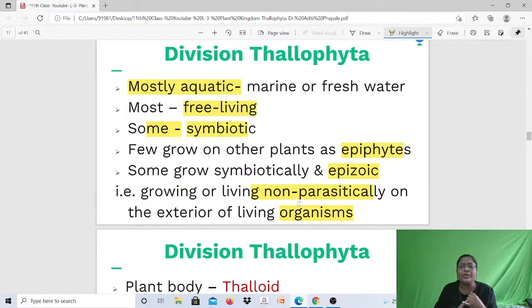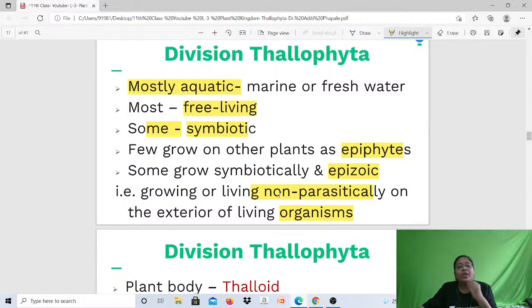Unka food requirements ya unka metabolic reactions ya unka cell division ya reproduction, jo bhi major events ya life processes hai, they are not dependent on that host organism. Okay, so they are just living there. Ek bol sakte ho jagah mila unko rehne ke liye. That's it. But otherwise, none of their life processes is dependent on that host organism. That's why they can live independently.